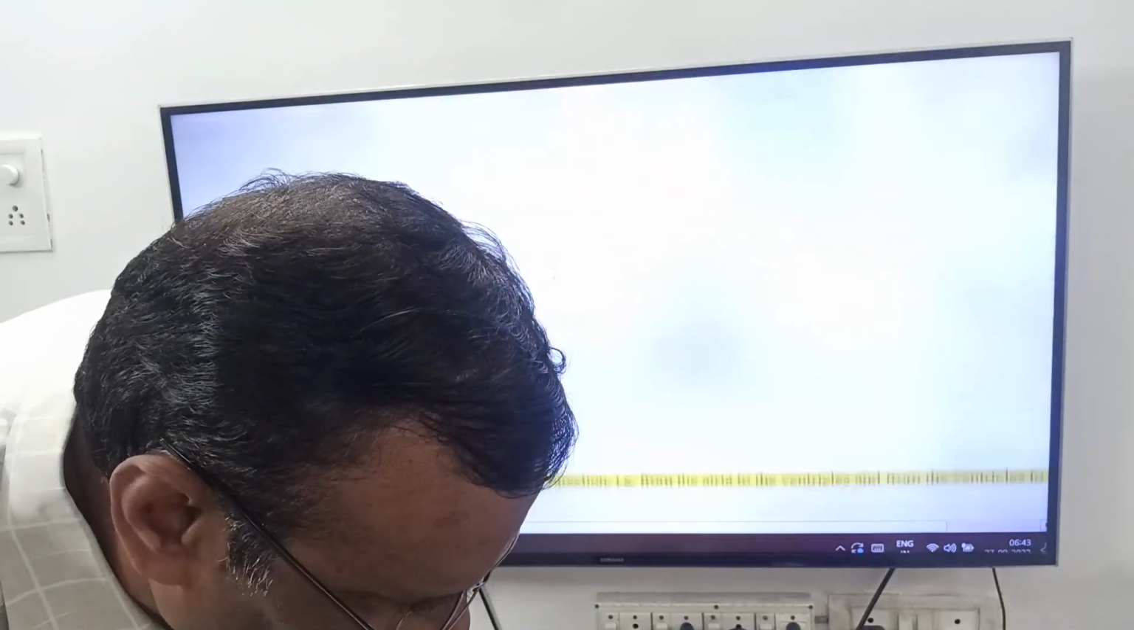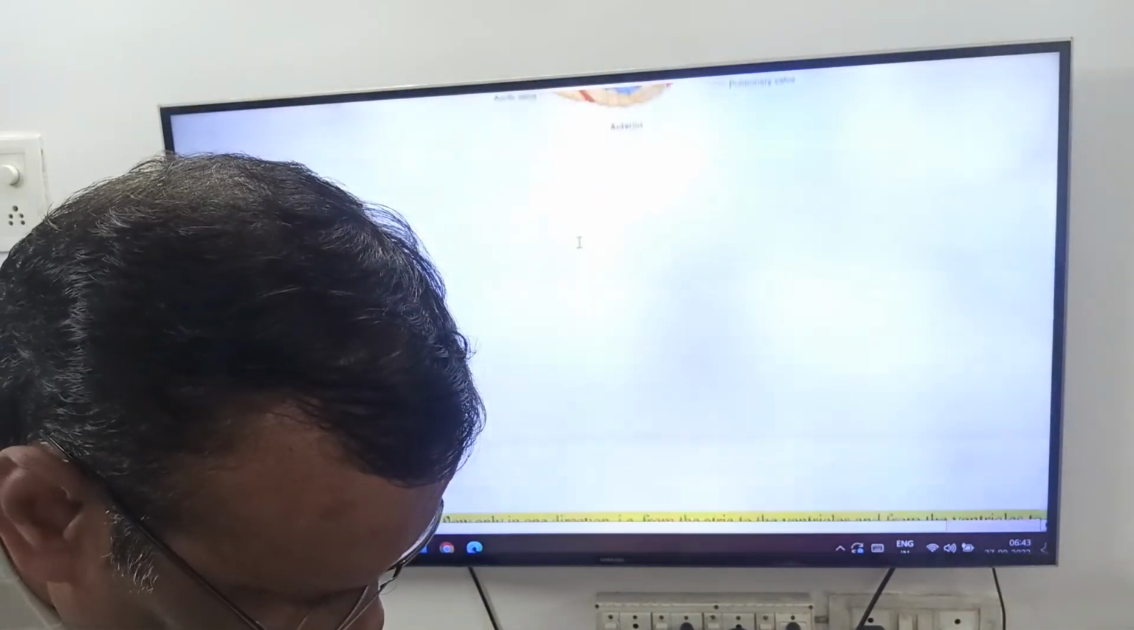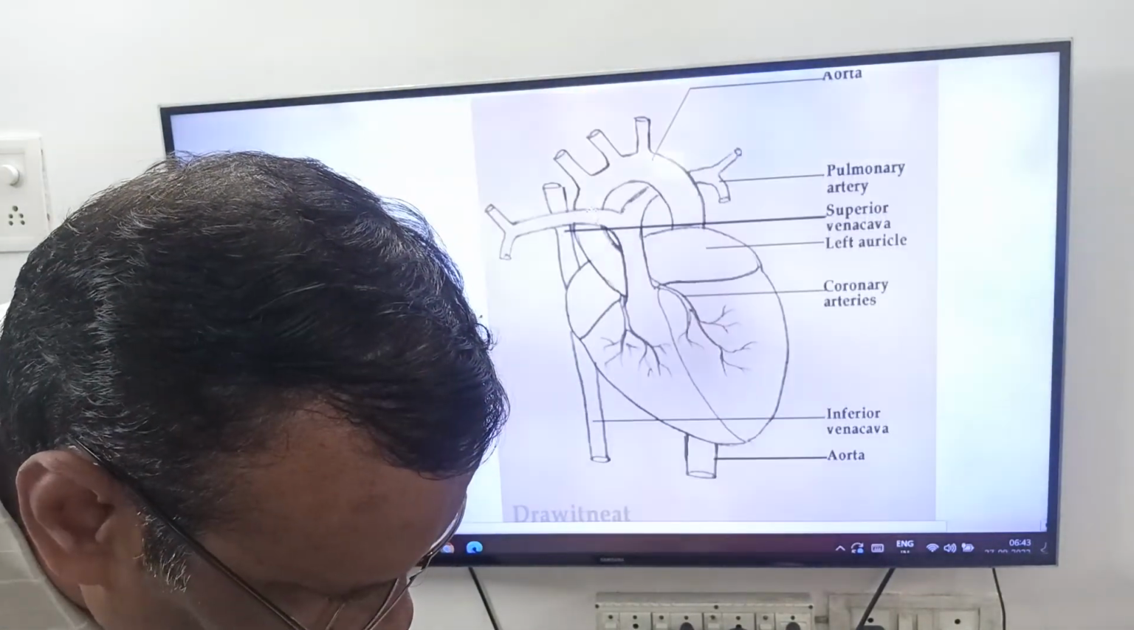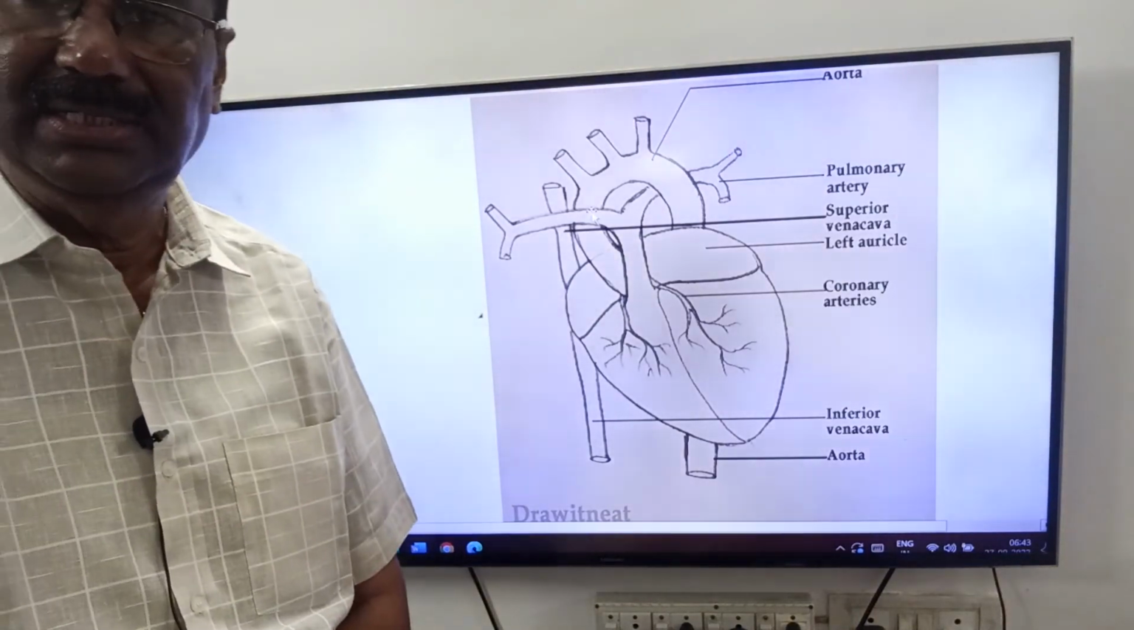This is about the human heart. See, this is the tricuspid valve. So you have to draw this diagram for the structure of the human heart.